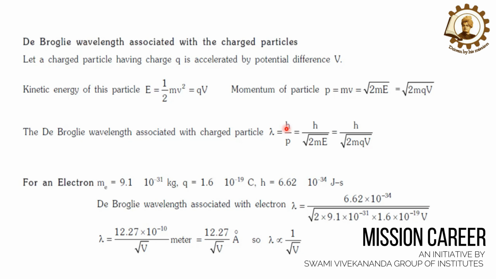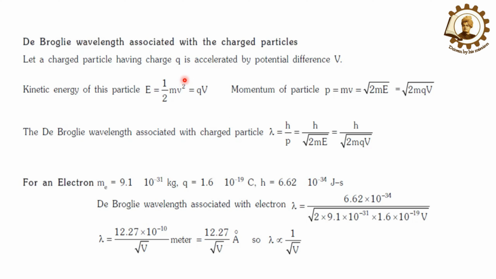So what would be the de Broglie wavelength for a charged particle? It can be obtained using the formula lambda is equal to h by p, and we can substitute the value of p as root over 2mE, where E is the kinetic energy. If you want this kinetic energy expressed in terms of potential, how do you get it? Let us say that a charged particle is accelerated by a potential difference of V, and the charge of that particle is q.